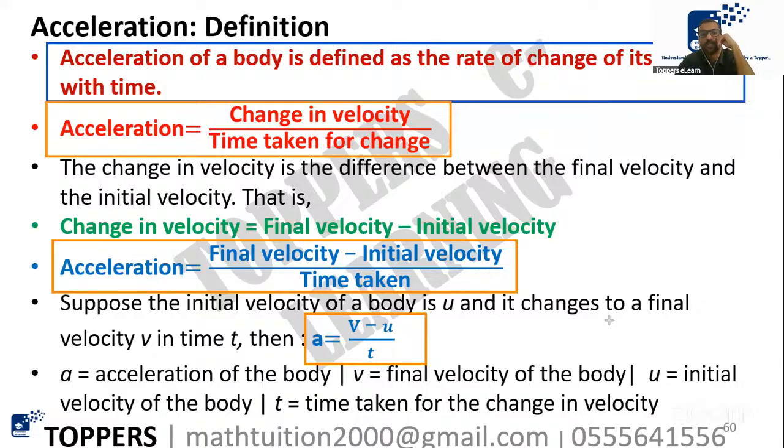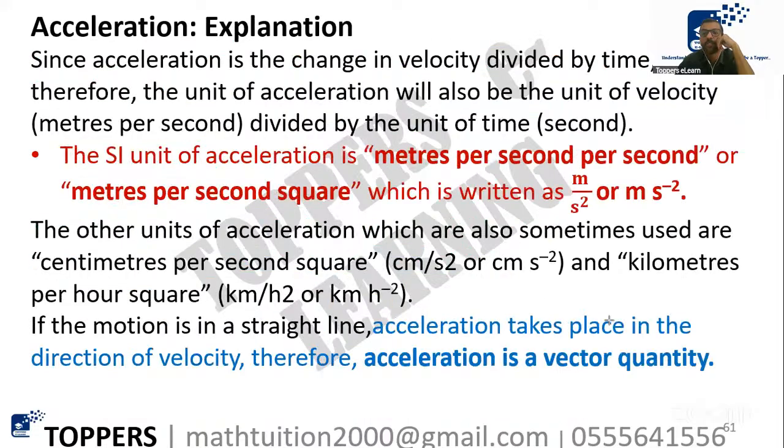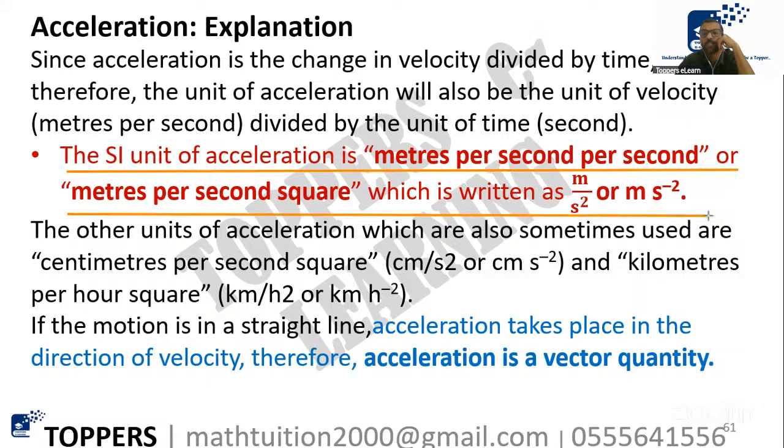Commonly, we can use kilometer per hour also, right? This is common, but the SI unit is meter per second square. Two ways we can write it: one is meter per second square, or meter second raised to -2. Both are similar. Commonly we use kilometer per hour, sometimes centimeter per second square, etc.